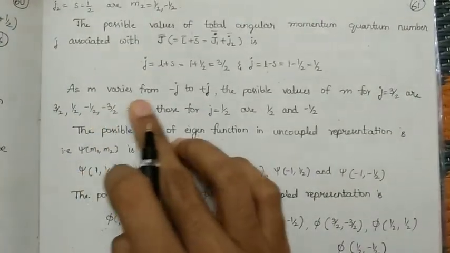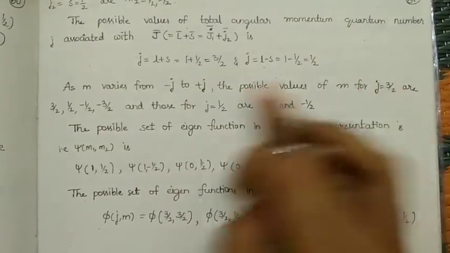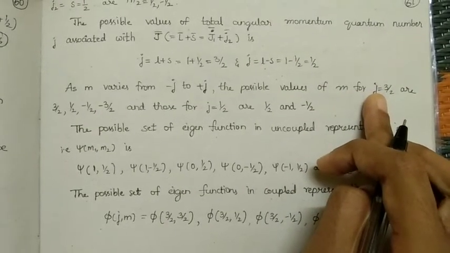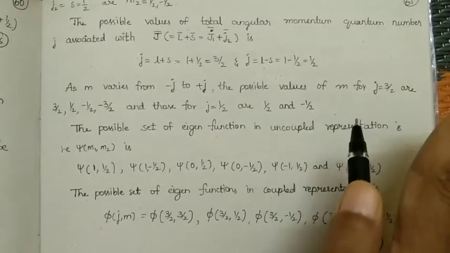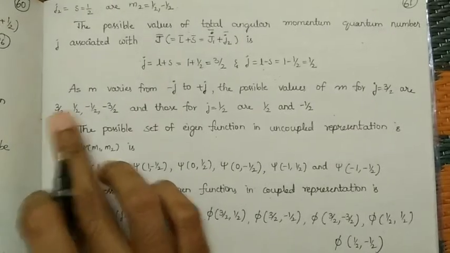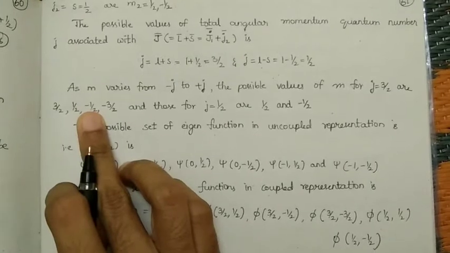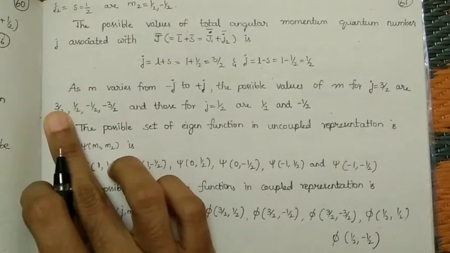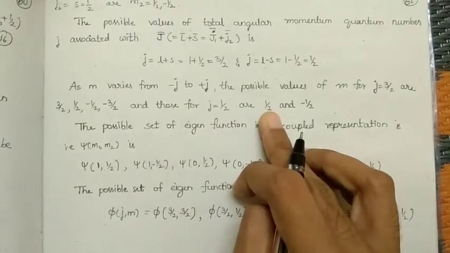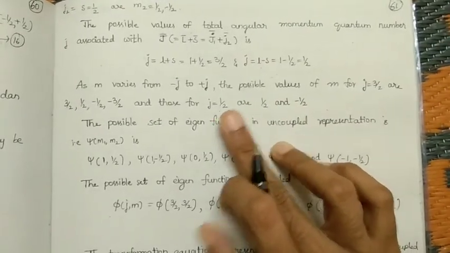As M varies from minus J to plus J, the possible values of M for J equals 3 by 2 are, in the place of J we have 3 by 2, so 2 into 3 by 2 is 3, plus 1 is 4. So we have 4 possible M values, from minus 3 by 2 to plus 3 by 2 with an interval of 1: minus 3 by 2, plus 1 gives minus half, plus 1 gives half, plus 1 gives 3 by 2. And for J equals half they are half and minus half, minus J to plus J with an interval of 1.